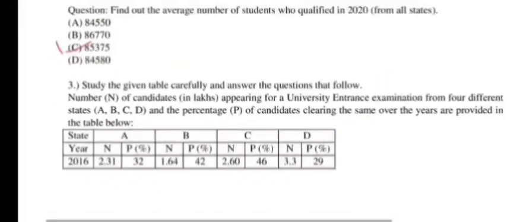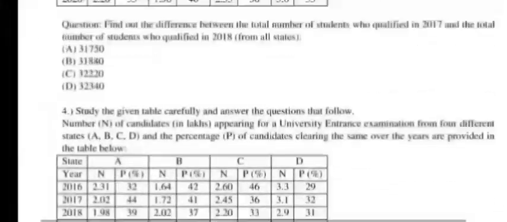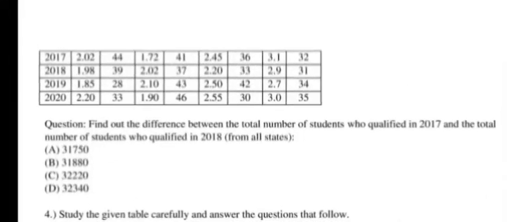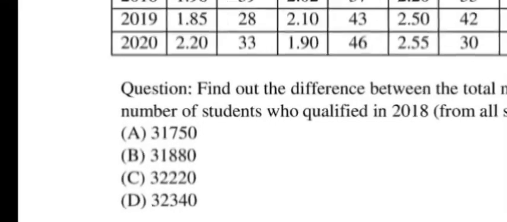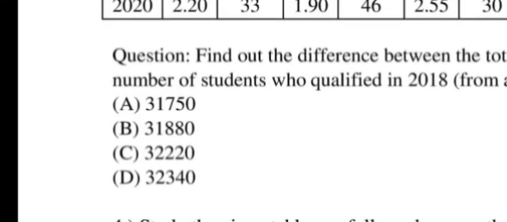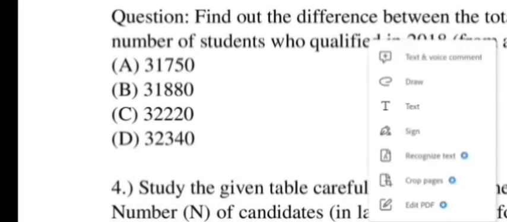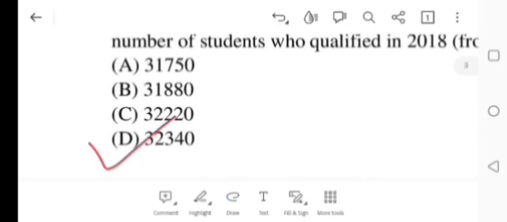Then next is, find out the difference between the total number of students who qualified in 2017 and the total number of students who qualified in 2018 from all states. So these are the options for you: 31750, 31880, 32220, 32340. The correct option will be 32340. This will be correct, 32340.